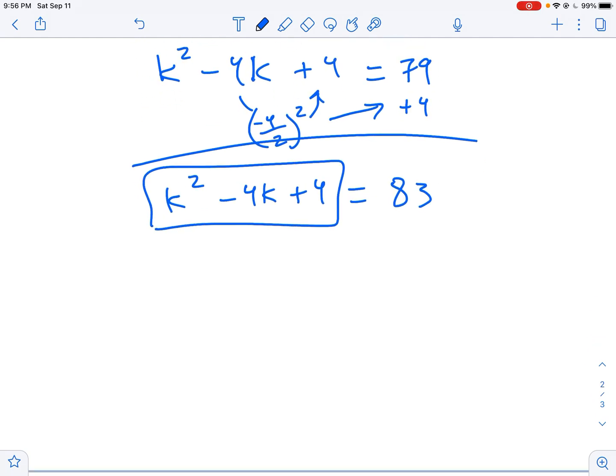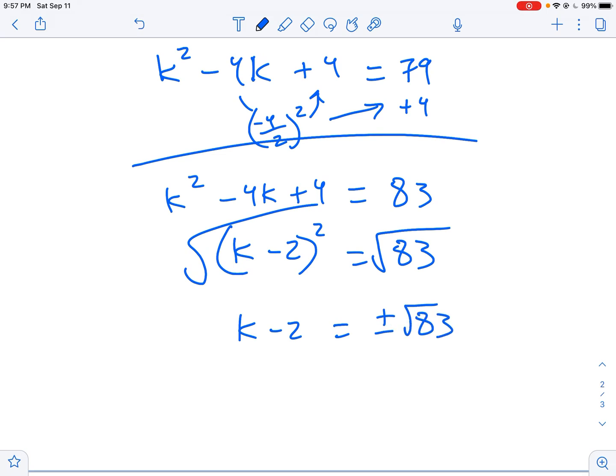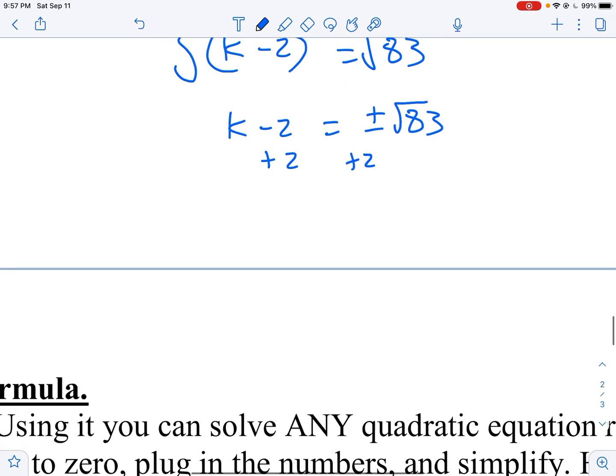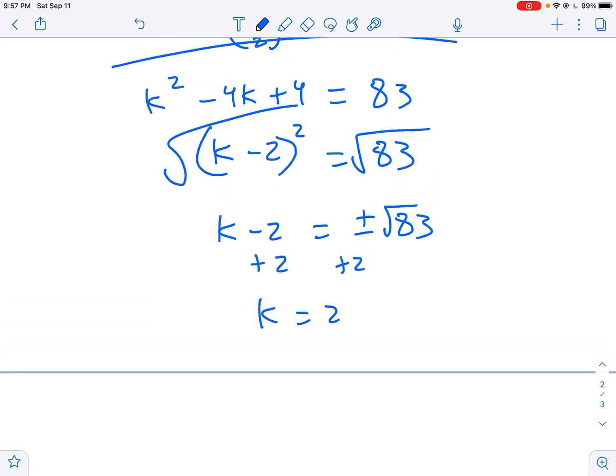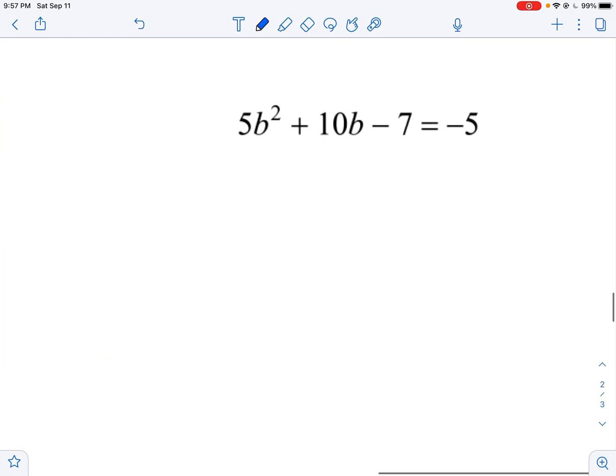Now I'm going to take this part here and turn it into a binomial square, which is k minus 2. Because negative 2 times negative 2 is positive 4. Negative 2 plus negative 2 is the negative 4 there. And the right side is still just 83. But now I can square root it because it's a binomial squared. So I get k minus 2 equals plus or minus square root of 83. 83, is that prime? It's probably prime. I think it's prime. Anyway, I'm going to add 2 now to move it over. And I got k is 2 plus or minus root 83. Voila. Answer. Nice. Let's jump over to the next one.